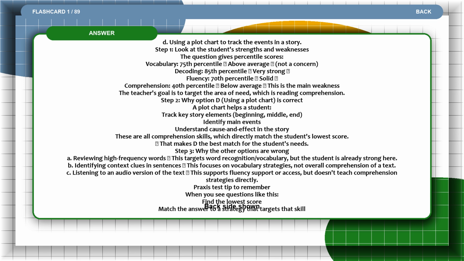Comprehension, 40th percentile, below average. This is the main weakness. The teacher's goal is to target the area of need, which is reading comprehension.